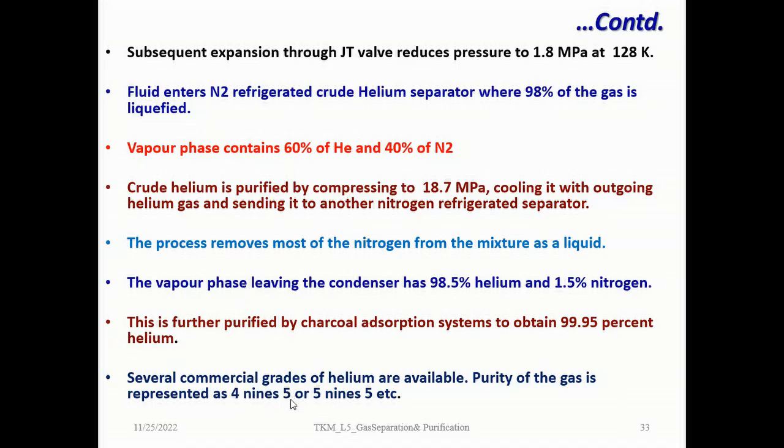Purity of gas is always expressed as 4.95 or 5.95, which means it is 99.995 or it is 99.999. That is, 5.95 means five nines, 99.999, and then followed by a 5. So this is representing the purity of gas.